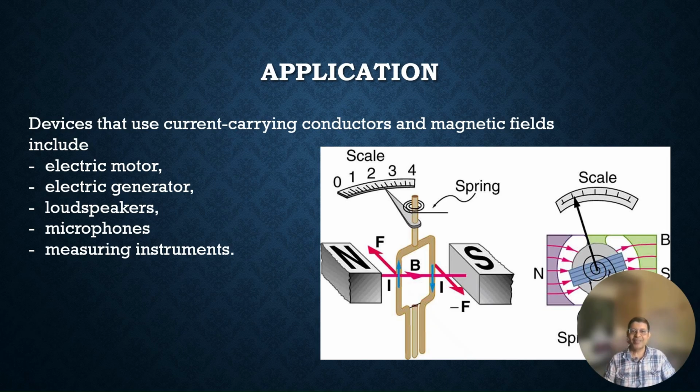electrical energy. Then loudspeakers: when a current is passed in a coil and a magnetic field is also produced, it produces sound and vibration. In microphones, we can convert sound and vibration into electrical signals through electromagnetic induction. Electromagnetic induction is something which we will study in class 12. Then there are various other instruments which measure the current as well.